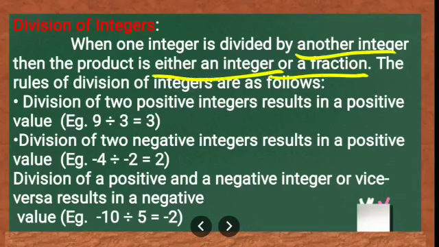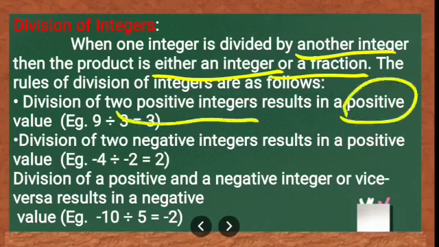Yes, first, the same three rules we are following here also. Division of two positive integers results in a positive value. If you divide 9 by 3, which is 3, both the integers are positive, then the answer will also be a positive integer.